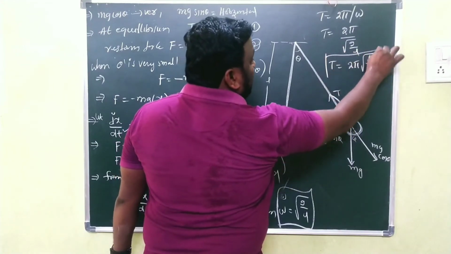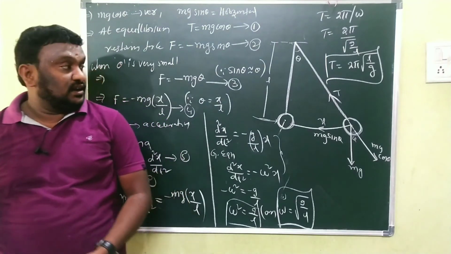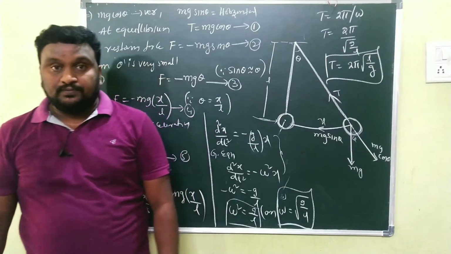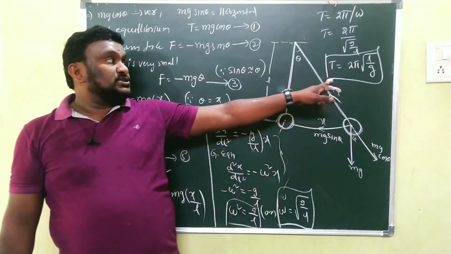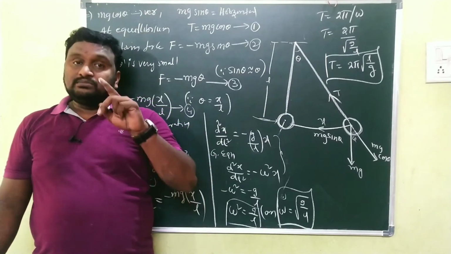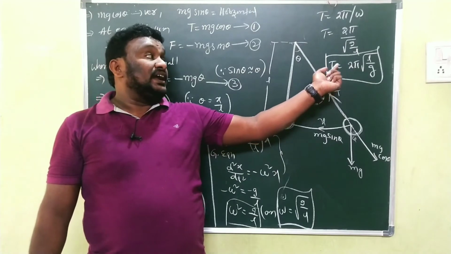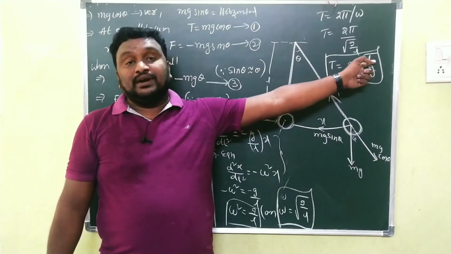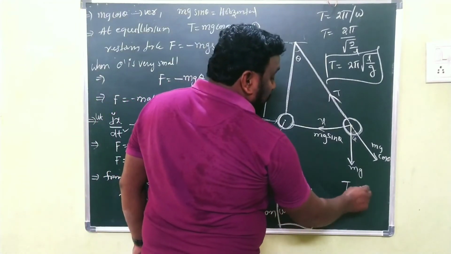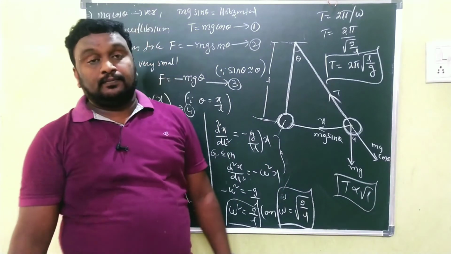So this is the expression for the time period of a simple pendulum. Clear, children? T is equal to 2 pi into the square root of L by g. From that equation, we have to conclude that the time period depends on the length of the pendulum. That means there is a direct proportionality between these two. What is that? T is proportional to root L.